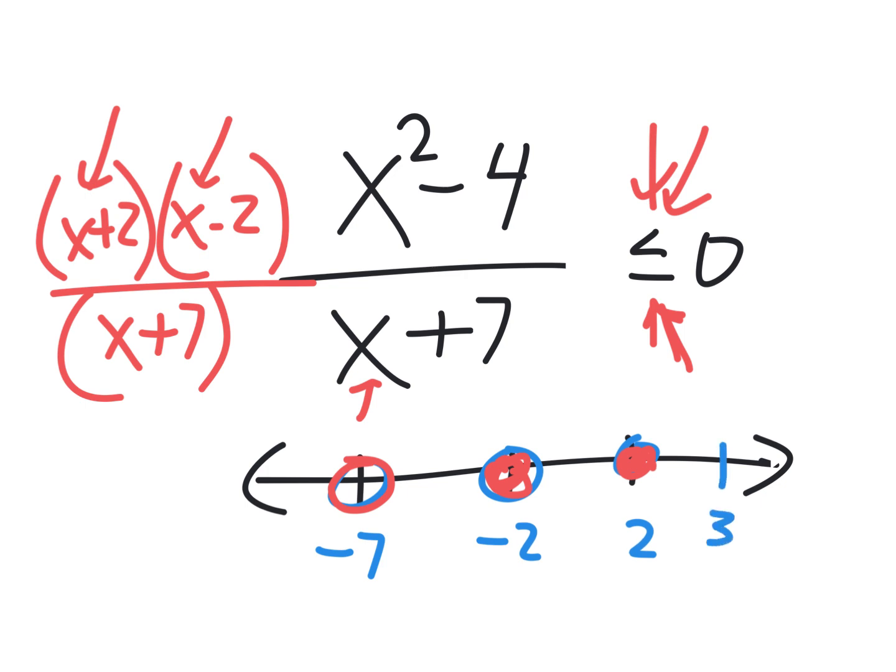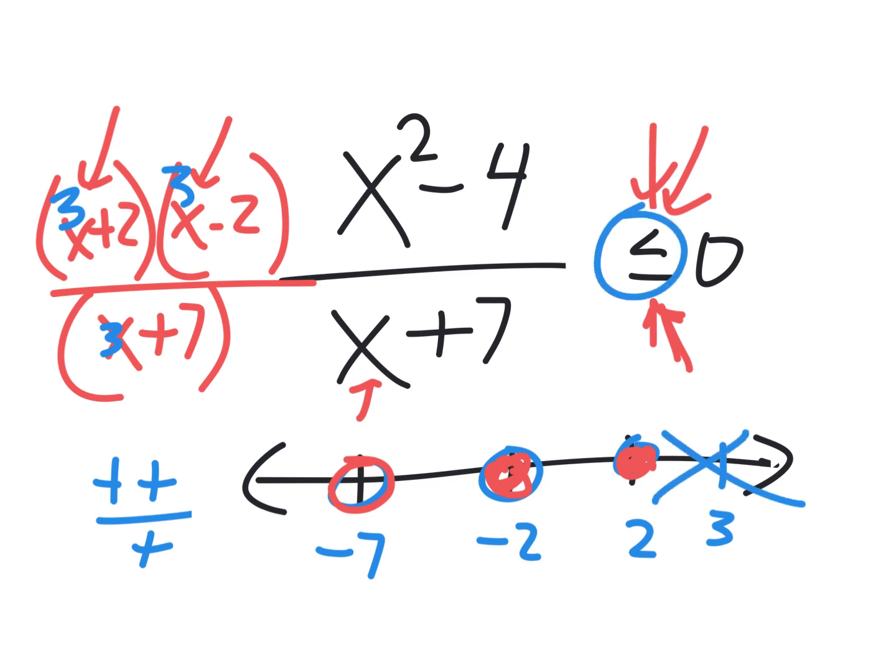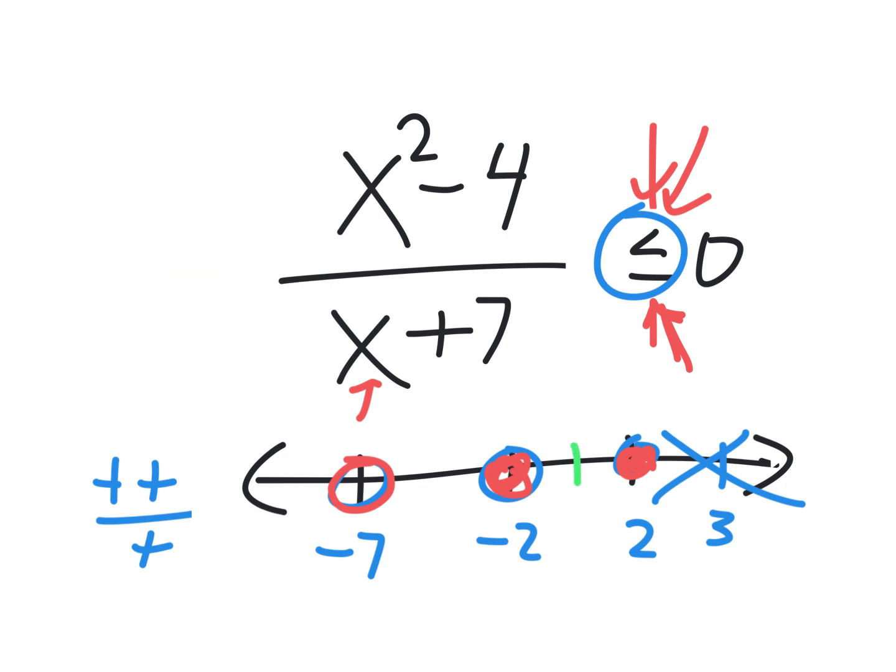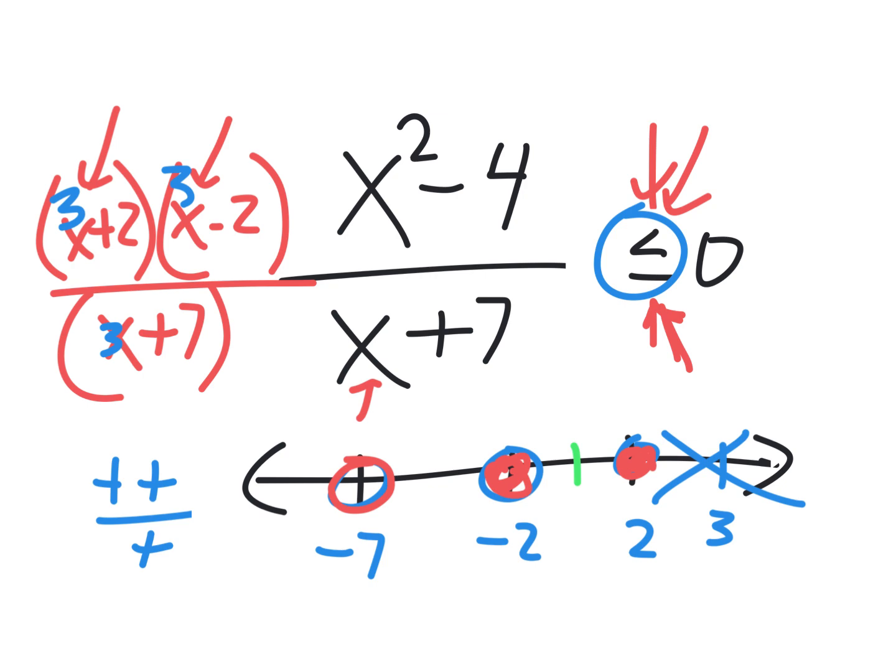I'm going to test 3 real quick. 3, 3, 3. That's positive, positive, positive. And that makes positive. Positives are not less than 0. Didn't work. Now, I would predict that this will work because it's right next to a spot that didn't work. Usually that's how it goes. I'm going to test 0 now. I only get 1 negative, so it's negative. And then negatives are less than 0. It worked.